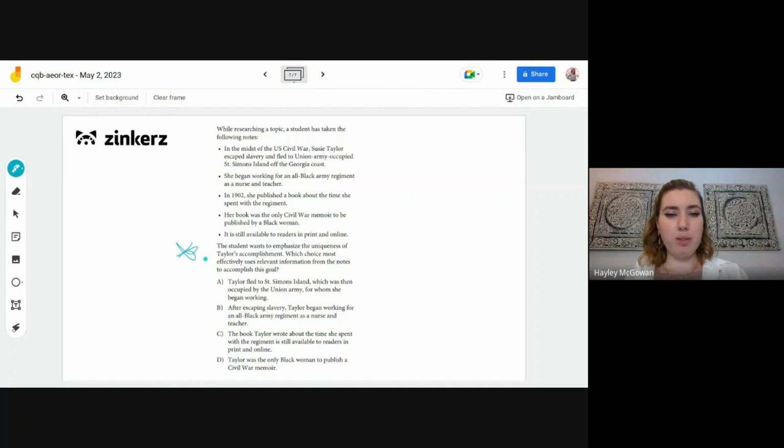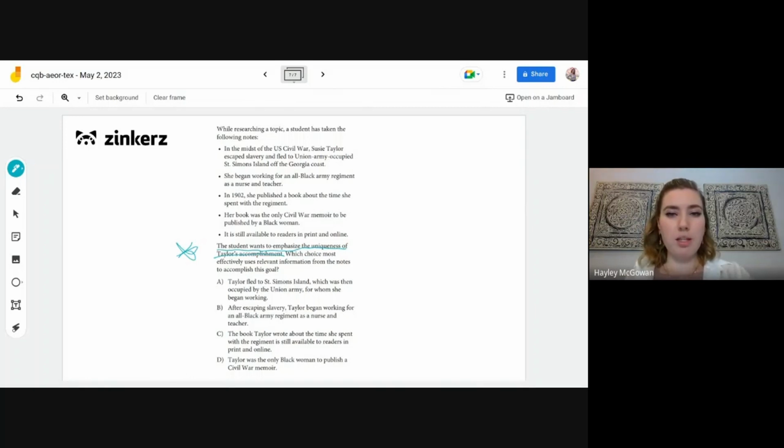So the first thing we always want to do is read what the goal is because it's going to be different for every question. So in this case, the student wants to emphasize the uniqueness of Taylor's accomplishment. Okay, so emphasizing the uniqueness of Taylor's accomplishment. So we need to have all that in there. So let's take a look at the bullets and see what they tell us about Taylor's accomplishment.